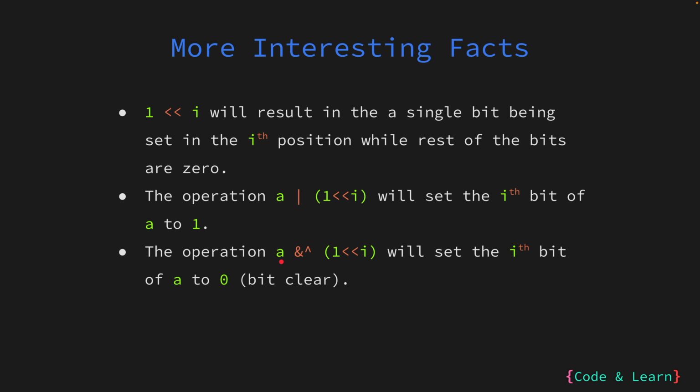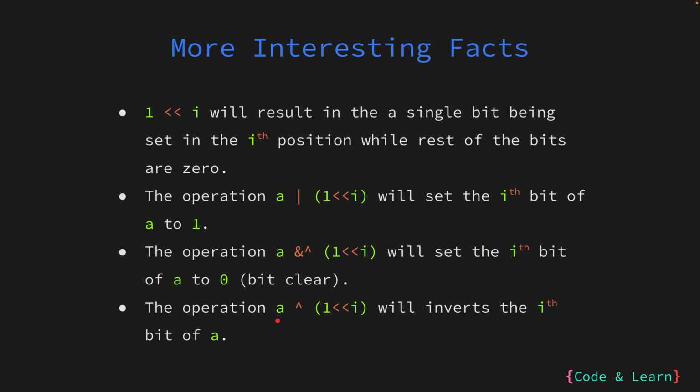The operation A & ~(1 << i) will set the ith bit of A to 0, also known as the bit clear operation. When you perform the operation A & ~(1 << i), you are again creating a bit mask with a single bit set to 1 in the ith position and then performing a bitwise AND NOT operation with the original number A. This effectively sets the ith bit of A to 0 while leaving the other bits unchanged.